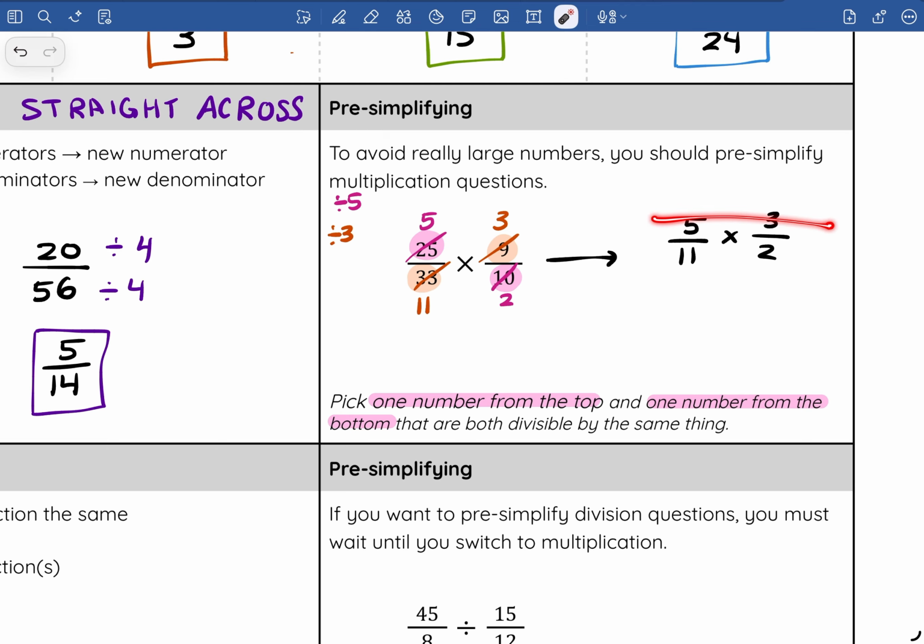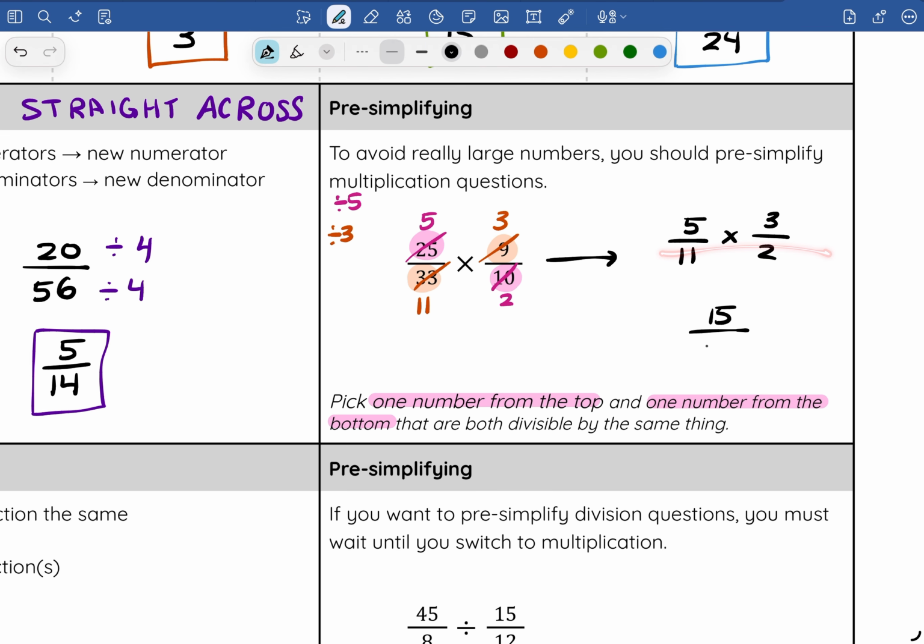And we can go straight across now. We can double check that there's nothing else we could pre-simplify, and there isn't. So that means whatever we get as our answer is already as simplified as it gets. So 5 times 3 gives us 15. 11 times 2 gives us 22. And we're done.